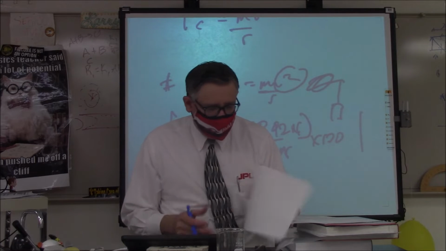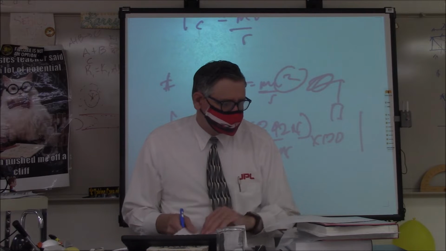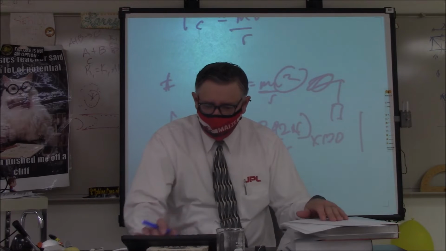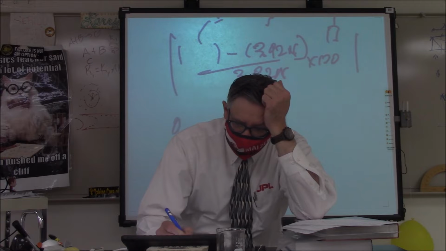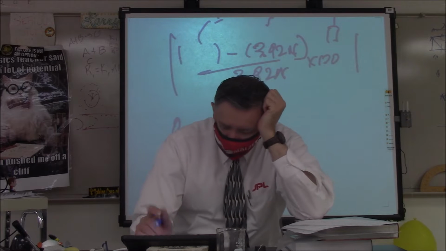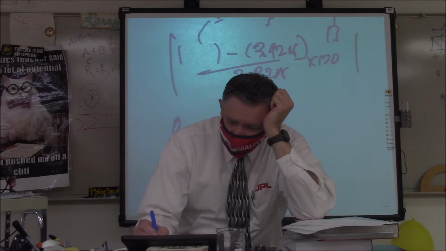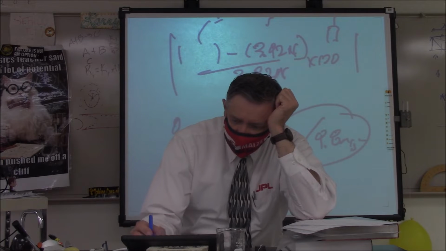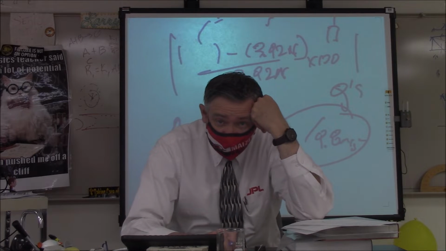Then on number 14, you're going to calculate your centripetal acceleration using v squared over r. Calculate that. Then when you get that answer, divide that by 9.8 meters per second squared to get your g's. Okay?